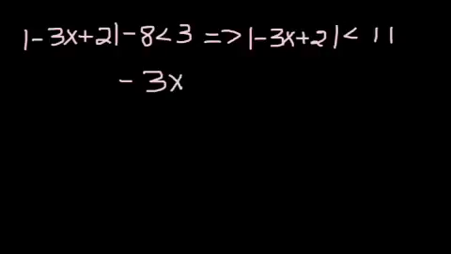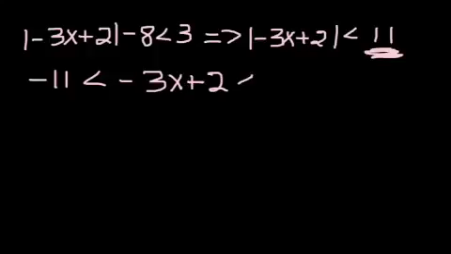We rewrite the absolute value part, -3x plus 2, without absolute value signs. And then on the left side, we put a less than sign, and we put the negative of whatever is over here. So this time it's -11.